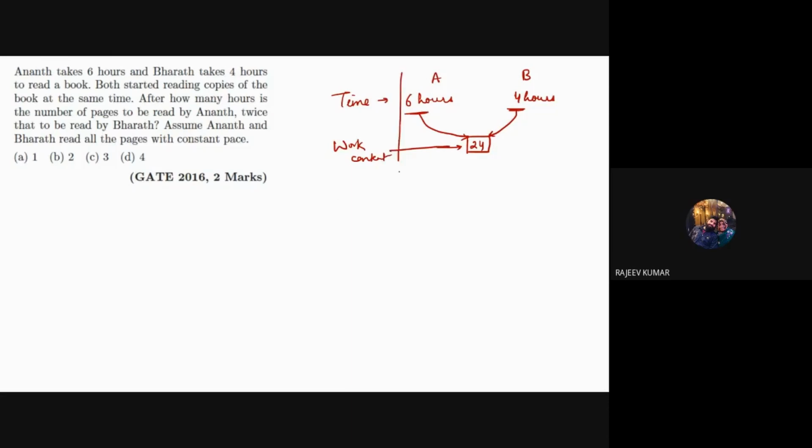Now from this what I can obtain is I can calculate the speed. So speed will be equal to work upon time. So 24 by 6, that is 4. So Anant is working at a speed of 4, and Bharat is reading at the speed of 6. Now I have this part. Now I can use the options as well. So in total I have to read 24, and I will be using the options over here: after 1 hour, how many pages will be left for Anant and Bharat.